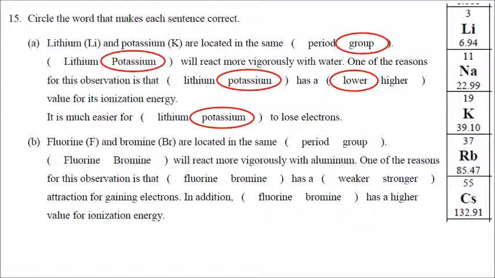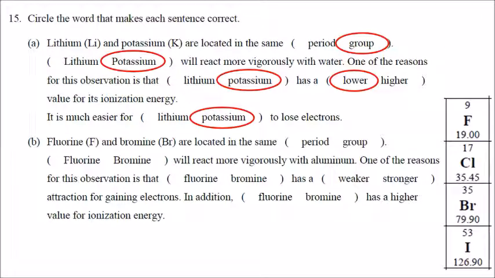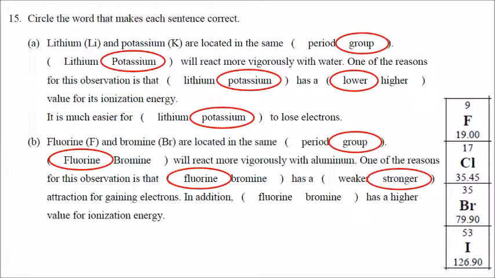Now looking at the nonmetals, fluorine and bromine are also located in the same group, but the smaller the atom is, the more reactive it is for the nonmetals. So fluorine is actually going to react more vigorously with aluminum, and one of the reasons for this is that fluorine has a stronger attraction for gaining electrons. Again, you could have said that bromine has a weaker attraction. That would have been correct as well. Fluorine has a higher value for its ionization energy because it is more difficult for fluorine to lose electrons. It's hanging on to those electrons more tightly.